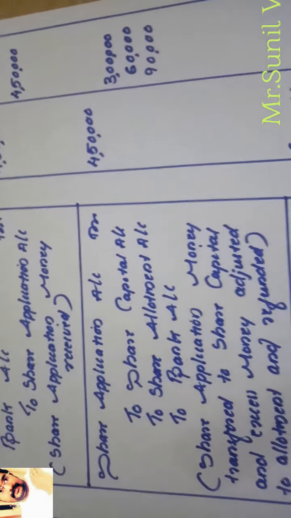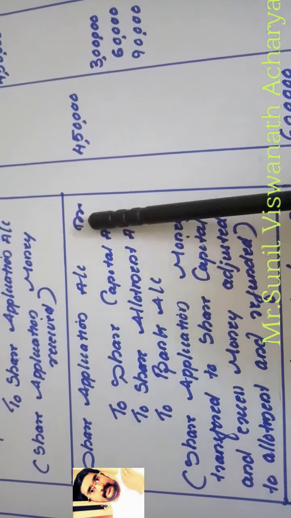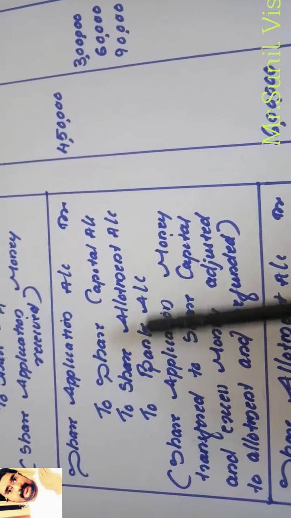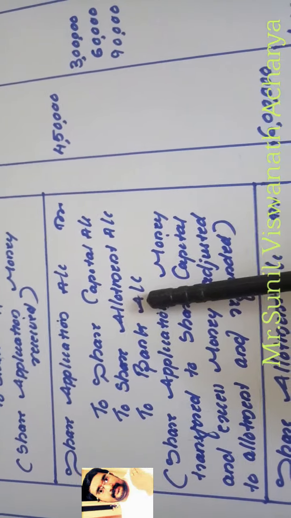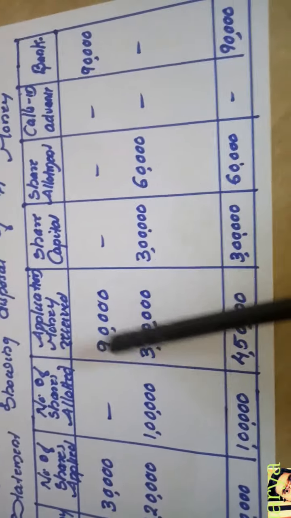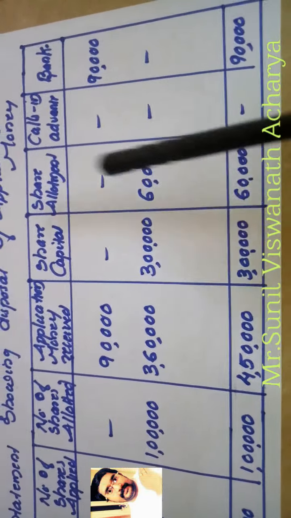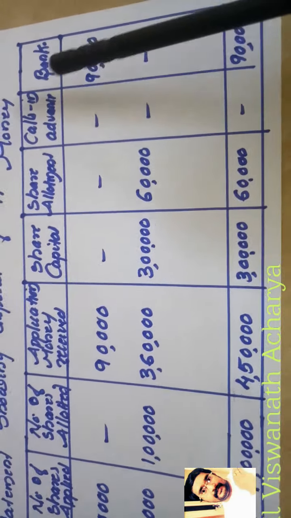Then second journal entry, share application account debtor to share capital, to share allotment, to bank, because excess money is adjusted to allotment and some money of rejected applications is refunded. How to calculate the amount, we already did here. Share application money received 4,50,000. To share capital it will go 3 lakhs. To share allotment it will go 60,000. To bank it will go 90,000.